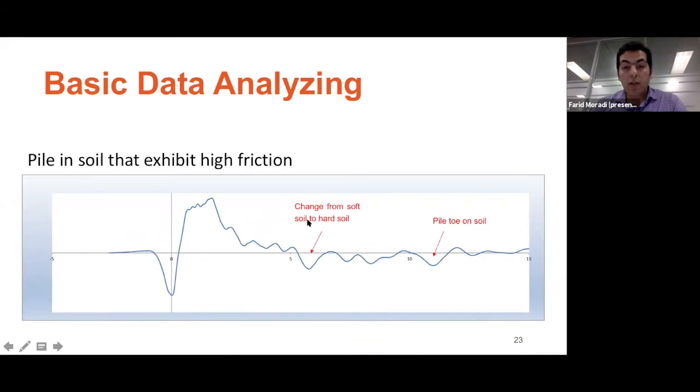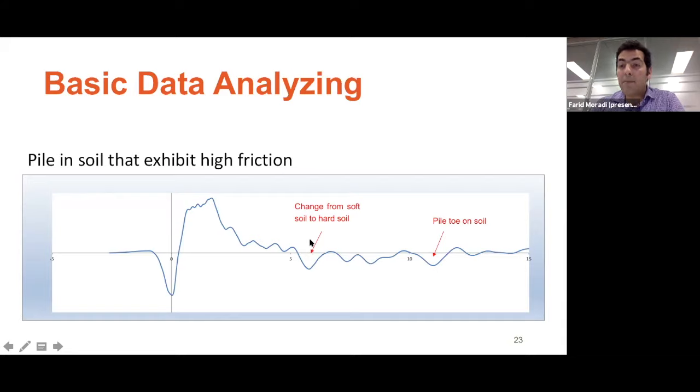I'll show you another example from another project. Again, the first one was correlated to the peak due to impact. The last one is from the pile end, based on the construction record. And we saw this peak in the middle. It was a little bit amplified compared to the reflection from the pile end.